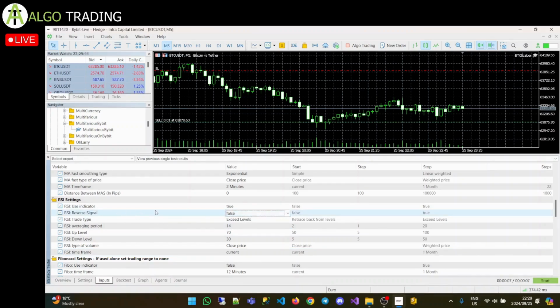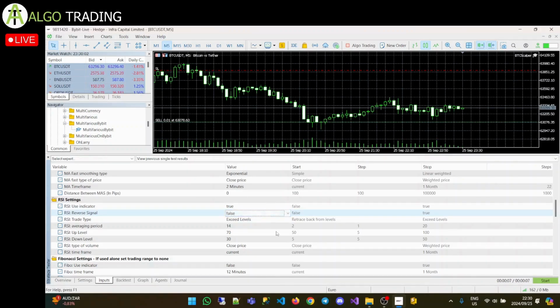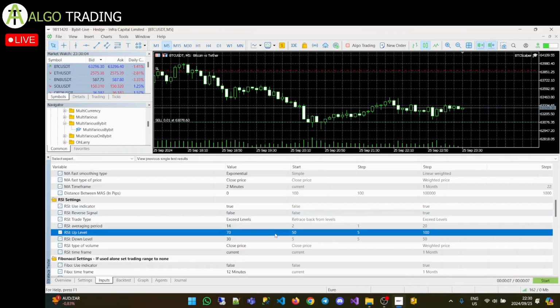This input here, reverse signal, means if it's set to false, it will use the standard mean reversion style of using the RSI. If you set it to true, it will use a momentum style. But let's first work on the mean reversion style. So what's going to happen now is that it's going to sell when it's above 70, and it's going to buy when it's below 30. So let's run a back test.